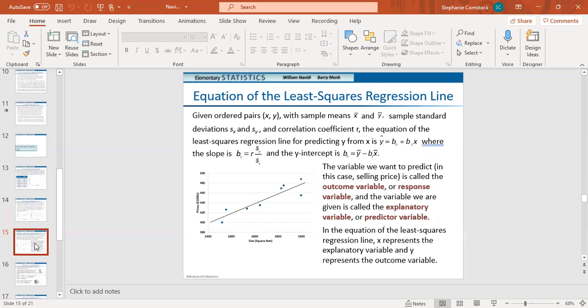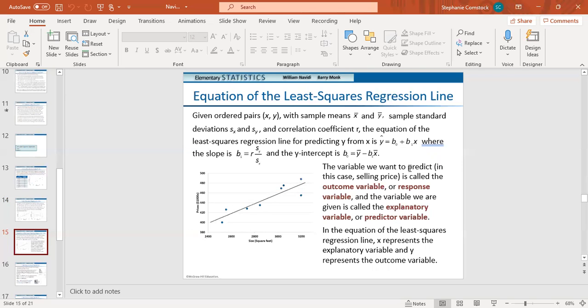When you're given ordered pairs and we have a sample mean X and a sample mean Y, and we've got standard deviations S of X and S of Y, and we have a correlation coefficient, then we can find this equation, which is Y hat, it has this little hat symbol on it that's called Y hat, is B sub 0 plus B1X, okay? B1 is your slope, and B sub 0 is your y-intercept.